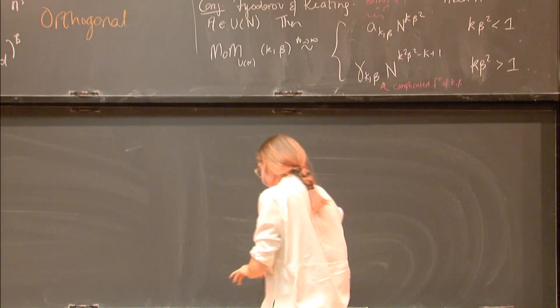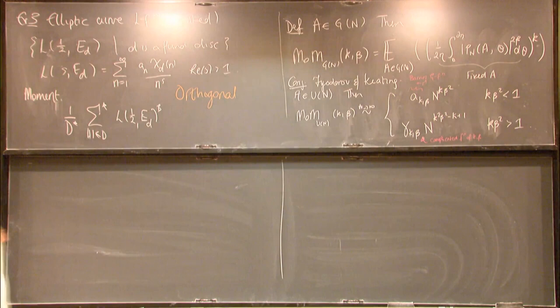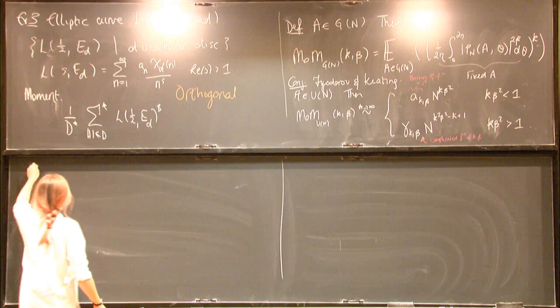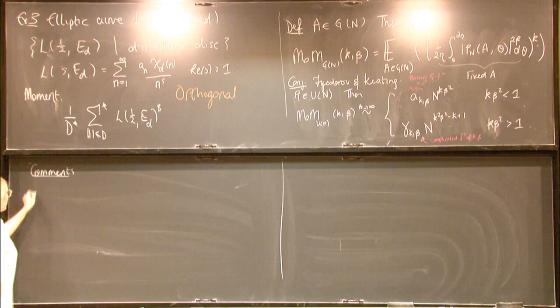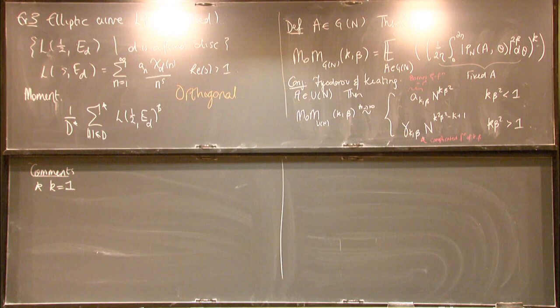So I'll comment a little more on this conjecture, and I'll give you our results. So, comments. This also has a non-theoretic sort of interpretation, I can give that in a second. A brief comment: k equals 1 reduces back to the case of Keating and Snaith.